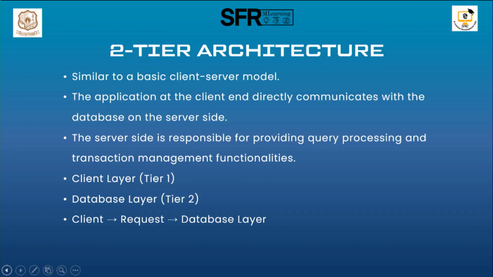For example, a library management system used in schools or small organizations is a classic example of two-tier architecture. In this, tier 1 will be the client layer. This is the user interface that library staff or users interact with. For example, they might use a desktop application to search for books, issue them or check due dates. The second tier will be the database layer. The database server stores all the library records such as book details, user information and transaction logs.